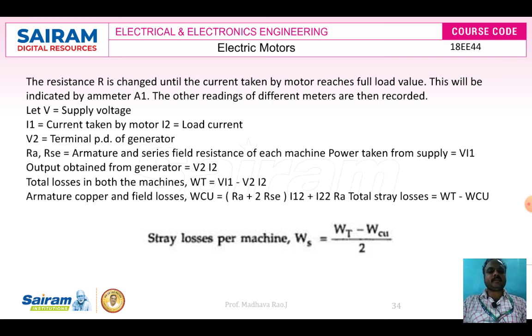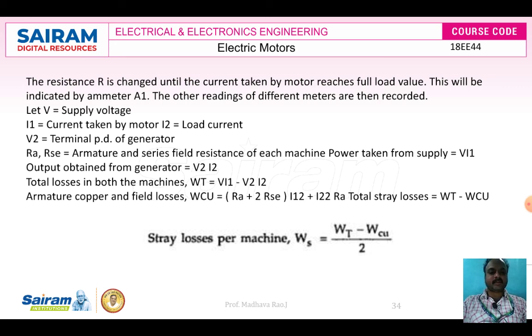Power taken from the supply is V I1. Output obtained from the generator is V2 I2. These are the formulas, these are the values we will use while we are testing the efficiency of a DC series motor. Total losses in both the machines is V I1 minus V2 I2. Then the armature copper and field losses.